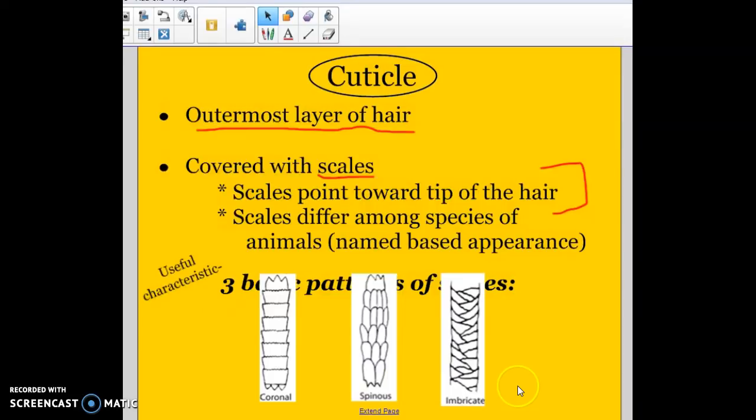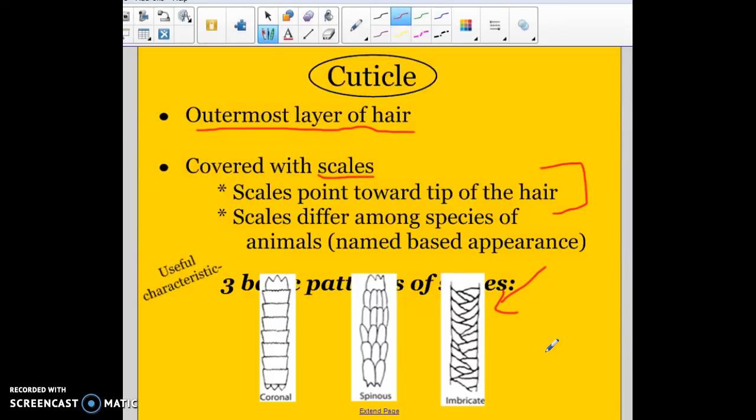And then the third pattern is imbricate. Imbricate almost looks like if you used paper mache, and you have to put all the little pieces of paper over top of each other. Kind of looks like a bunch of little cracks on top of each other. That's what imbricate is. And animals can have all 3, coronal, spinous, and imbricate, but humans only have imbricate patterns. There are some animals that also have an imbricate scale pattern, but humans only have imbricate scale patterns.